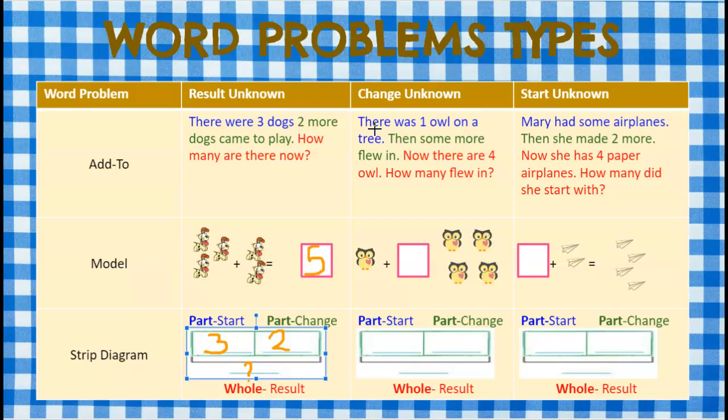When the change is unknown, that means that there's a part missing from the whole. They'll give you one part in the whole, but you have to figure out the other part. So let's go ahead and read it. There was 1 owl on the tree. Then some more flew in. See how it says some more? It doesn't give us a number. It just tells you some more. So that lets us know that that's the part that is missing. Now there are 4 owls. How many flew in? So it gave us the total.